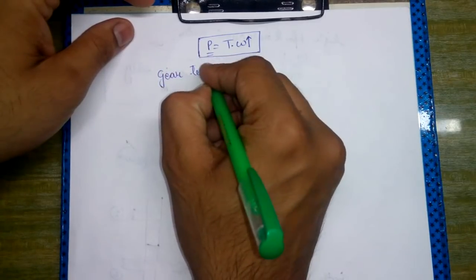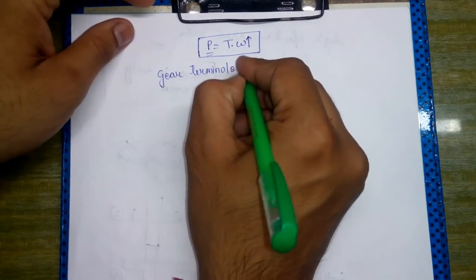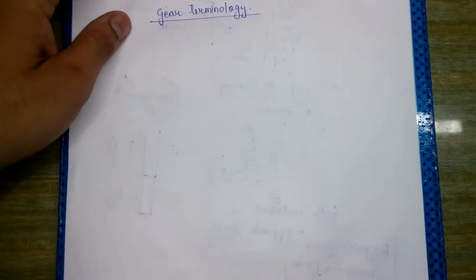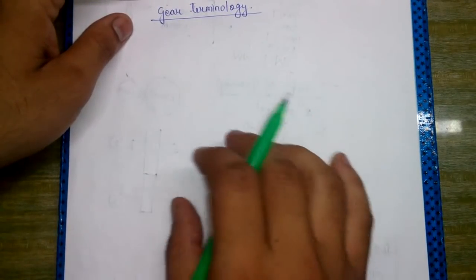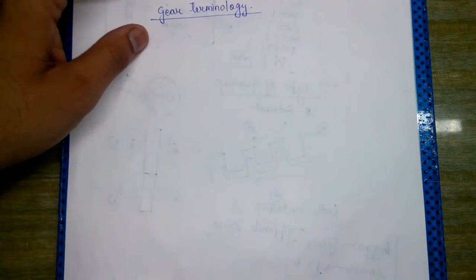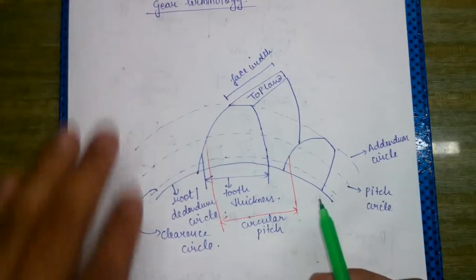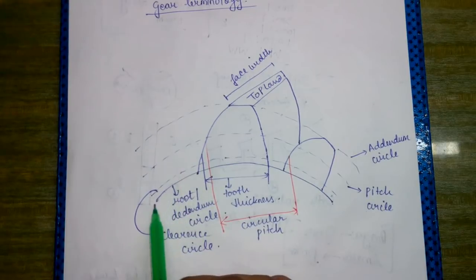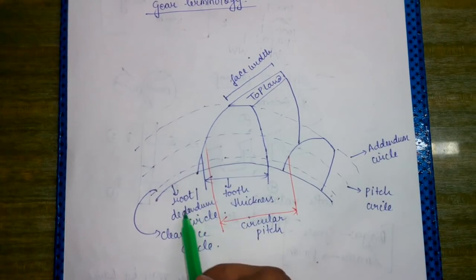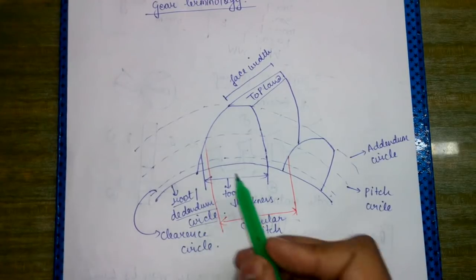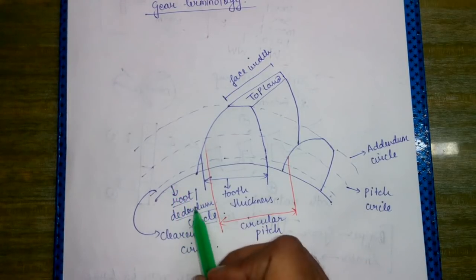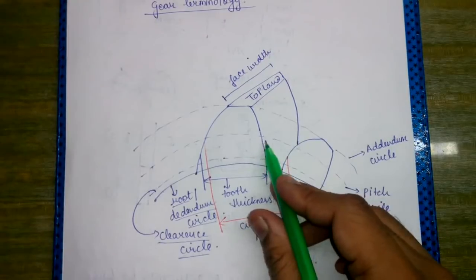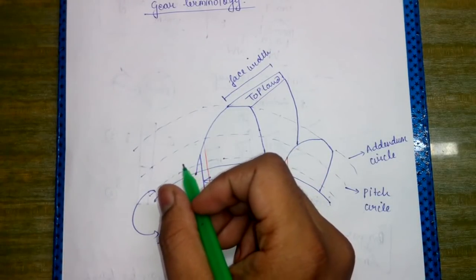Gear terminology. Okay, so in the gear terminology, I will now draw the diagram of the various terminology of the gear structure and the various terminologies used. So we have the different circles, and the circle which is lying at the lowermost part is called the root or the dedendum circle, and above the root or the dedendum circle we have the clearance circle. Then we have the pitch circle, and at last we have the addendum circle.